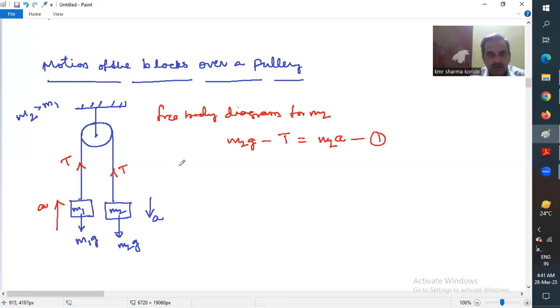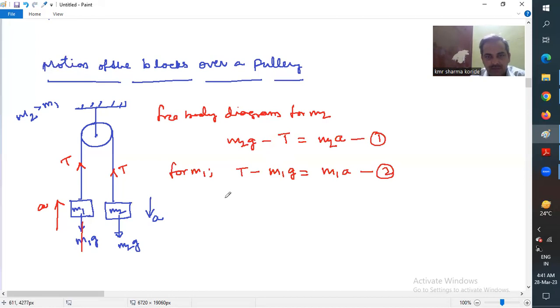Now for m1, tension is the reason for its motion, but it is opposed by its weight. Tension provides acceleration to the first body: T minus m1g equals m1a. This is equation 2. If you solve these two equations, you'll get the equation of acceleration.